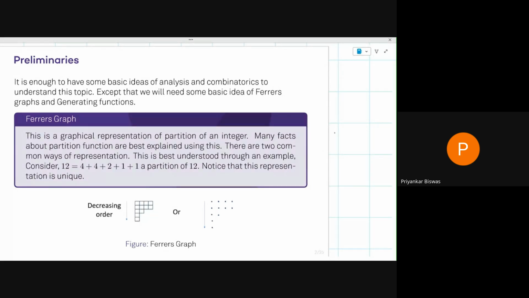Before that, we need some basics to know, like Ferrers graphs. The Ferrers graph of a partition is a way of representing a partition in a graphical way. Like here, can you tell me a partition of a positive integer? I'll draw the Ferrers graph.